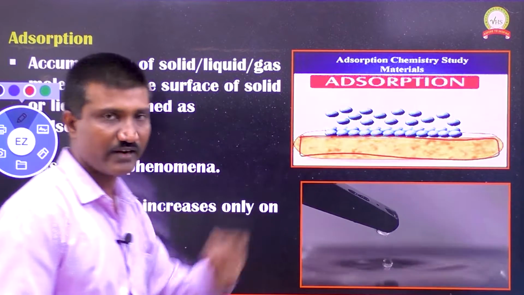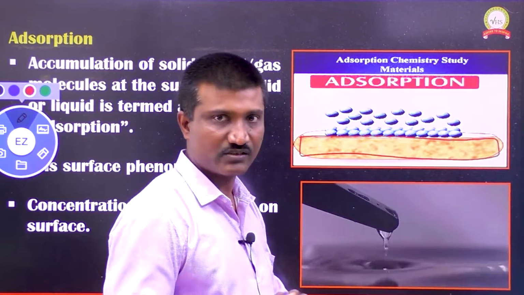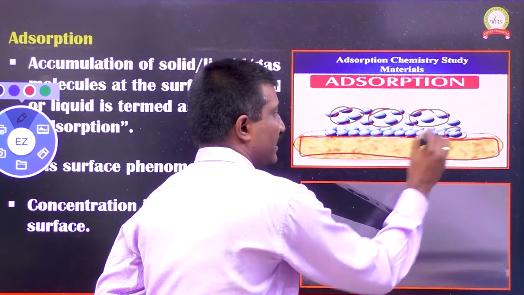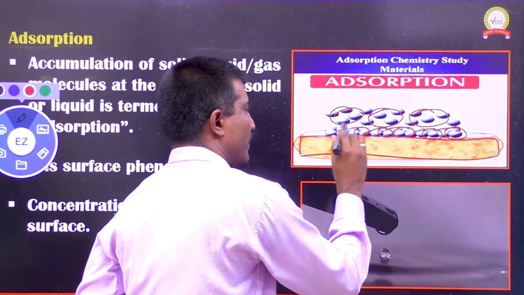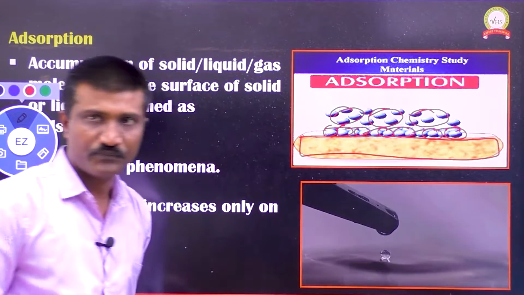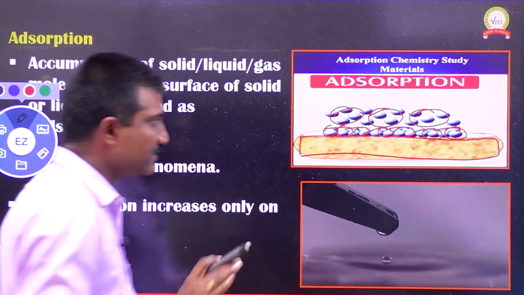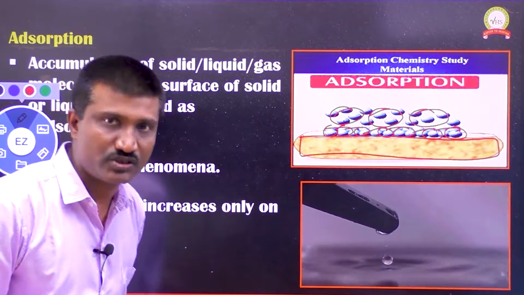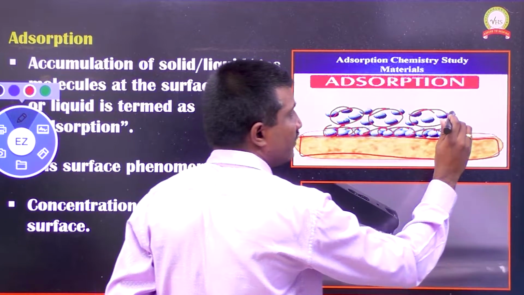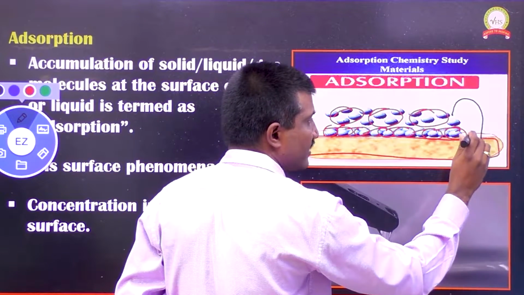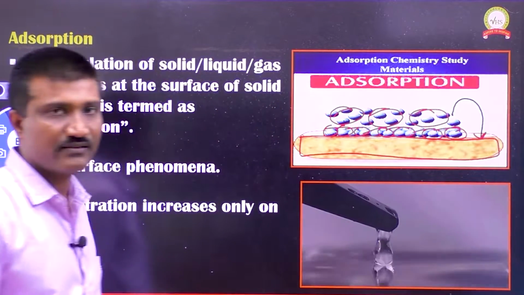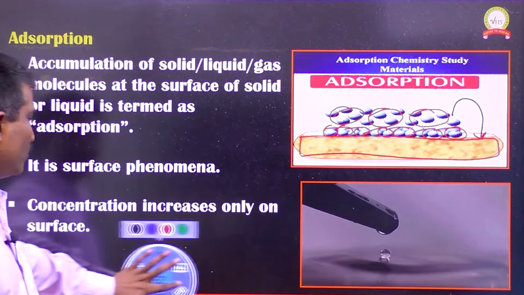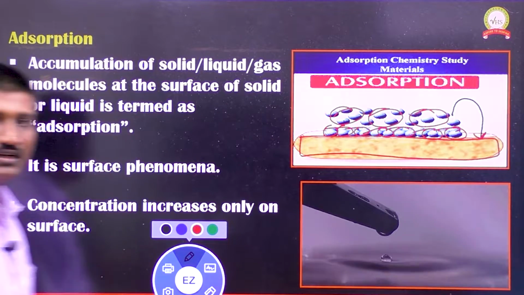This is a substance which is providing surface. Now the particles, these are the particles which are coming and occupying on this surface. The coming and occupying we are calling as accumulation. So the accumulation of these substance on the surface of another substance we are calling as adsorption process.